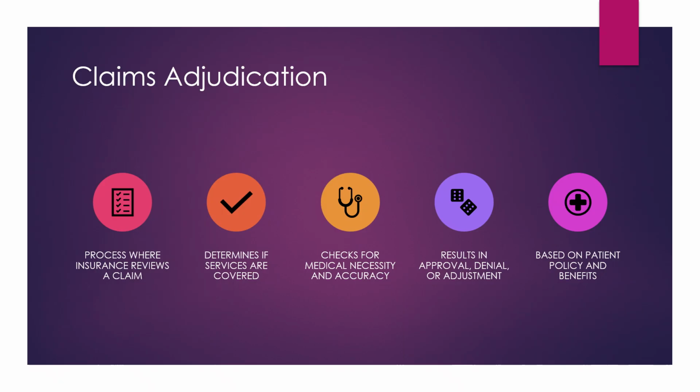Claims adjudication. Claims adjudication is when the insurance company reviews the claim after it's been submitted. They check if the services are covered under the patient's plan and if they were medically necessary. They also review the claim for accuracy. After that, the claim is either approved, denied, or adjusted based on the patient's benefits.